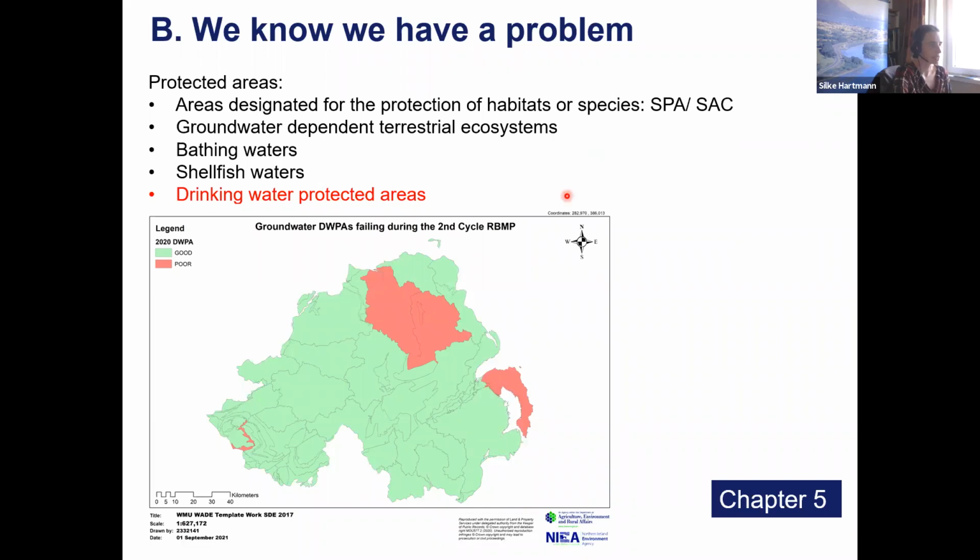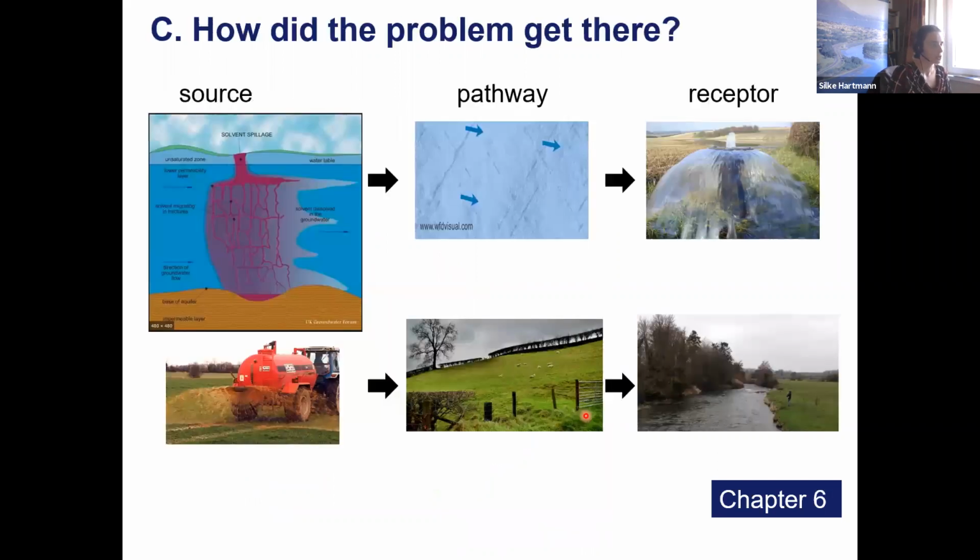So as an example, I picked here drinking water protected areas. And this map shows that approximately 8% of our drinking water protected areas for groundwaters are currently failing to achieve good status. So moving on then to the next section, how did the problem get there?